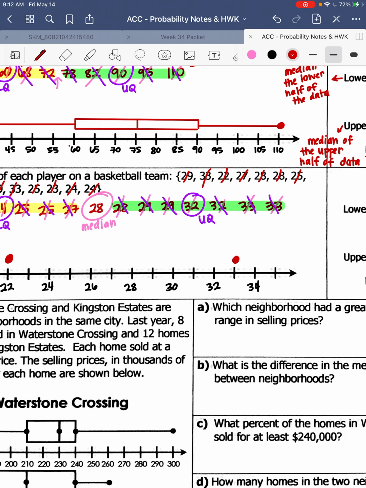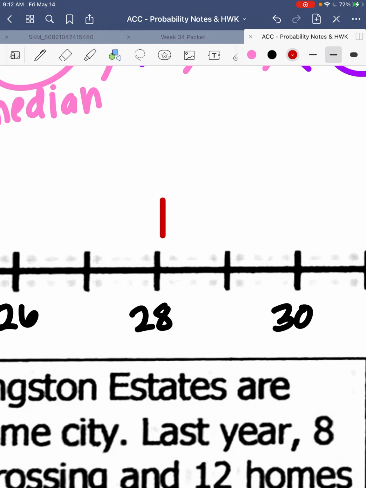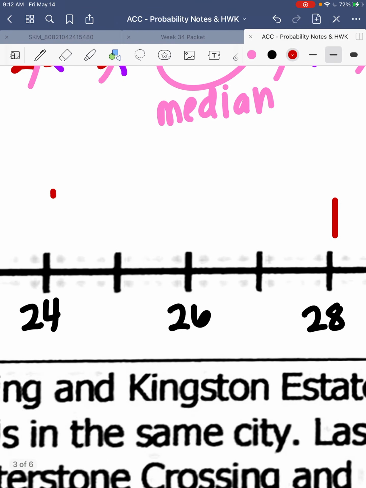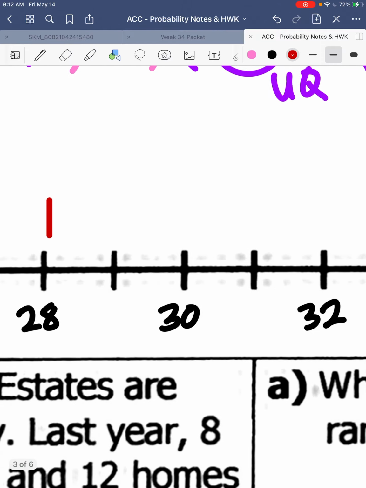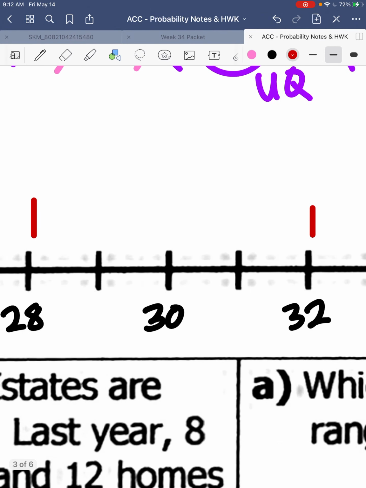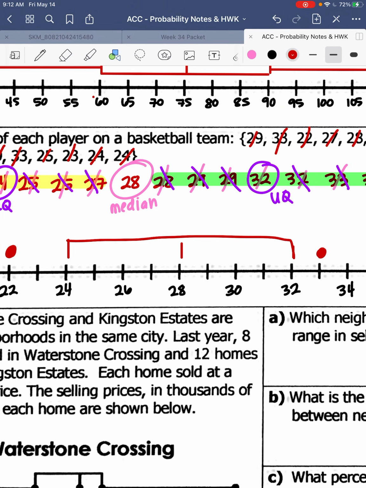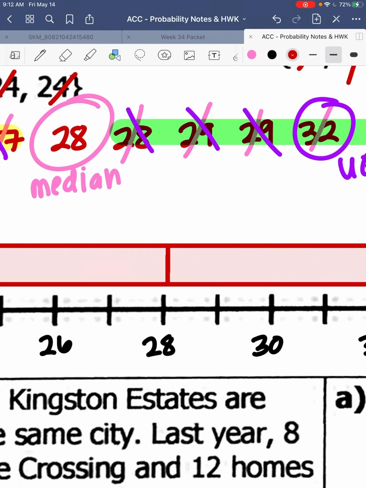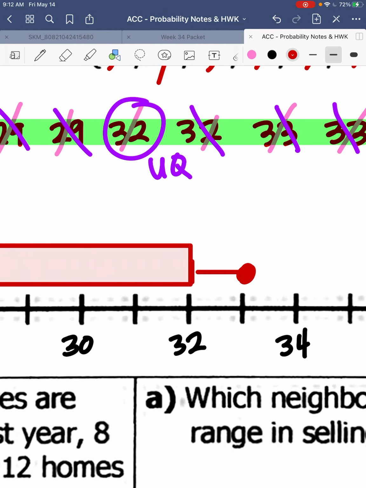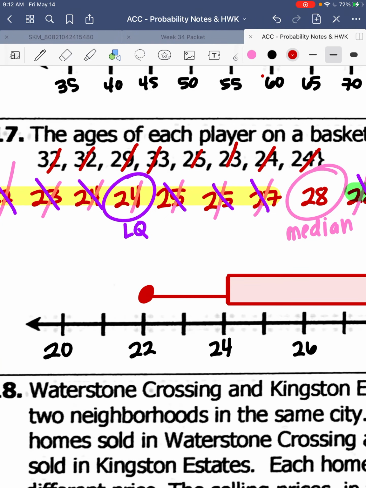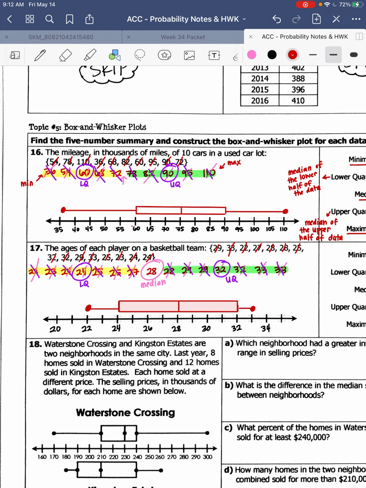Okay. Now let's put a line at our median, and our median was 28. Okay, let's put another line at our lower quartile, 24, and then another line at the upper quartile, 32. And I'm just going to connect all these lines with a box. So it looks like that. This one got shaded in for some reason. And then I'm going to connect my maximum to my box and my minimum to my box to create my whiskers. Okay, now let's talk about analyzing box and whisker plots.